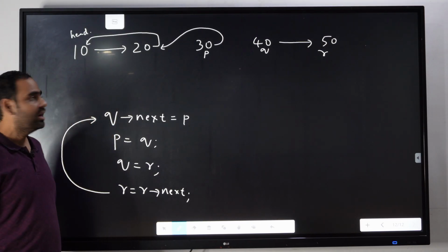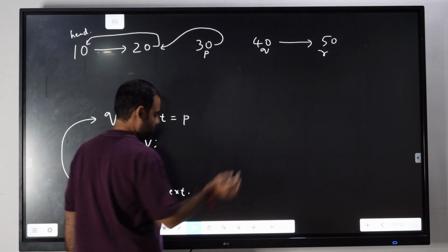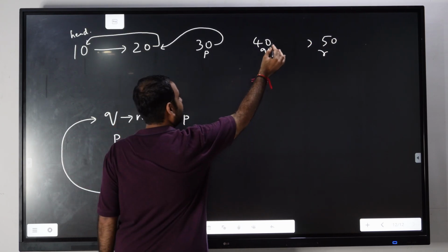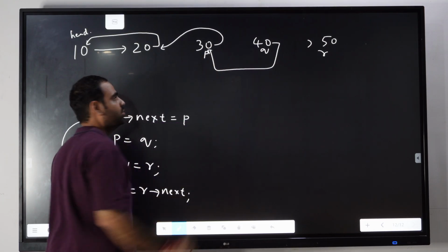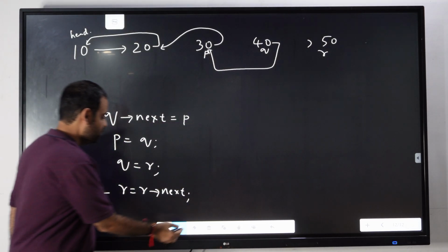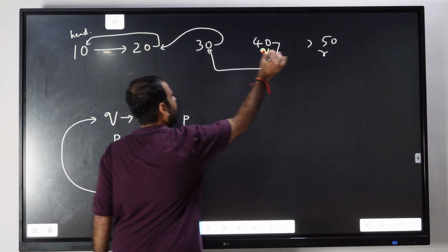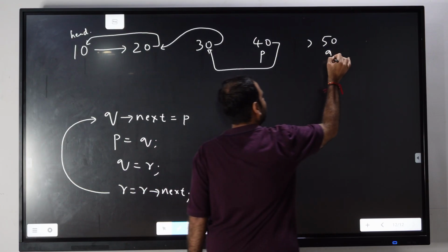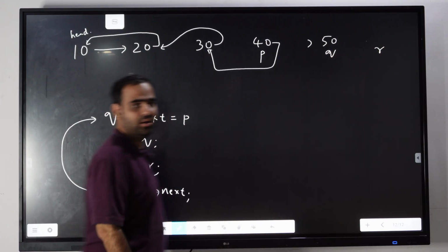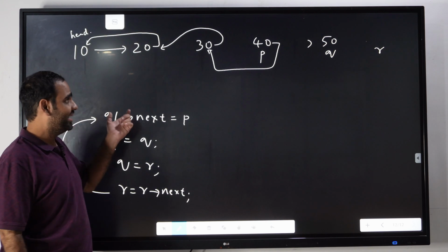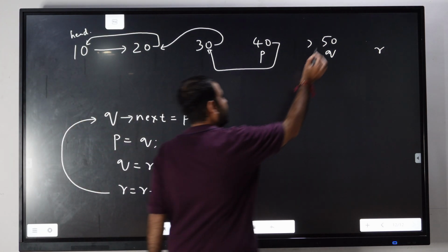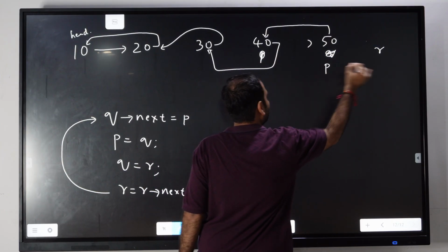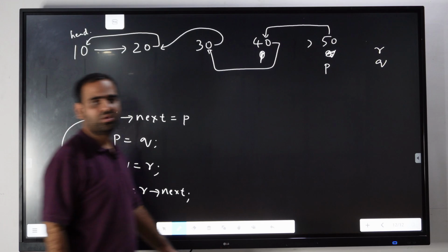Again you say Q arrow next is P. Now, when you say Q arrow next is P, this link is broken and 40 now will start pointing to 30. Again you say P is equal to Q, Q is equal to R and R is equal to R arrow next. Now this is P, this is Q and the value of R will be null. Now, 50 should point to 40. Again we go back to the loop. We say Q arrow next is P. Then P is equal to Q, Q is equal to R and R is R arrow next.